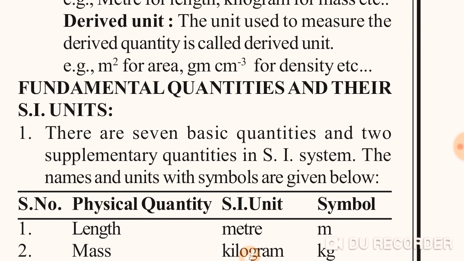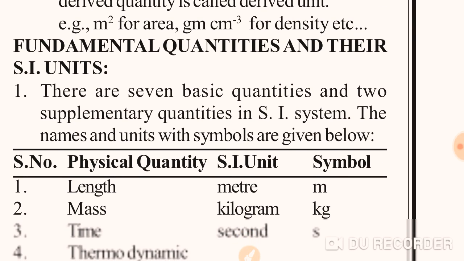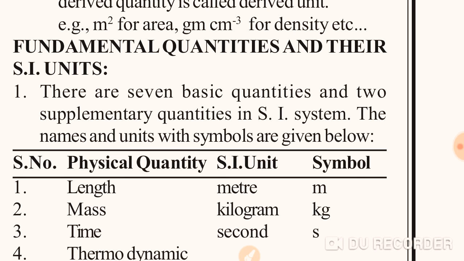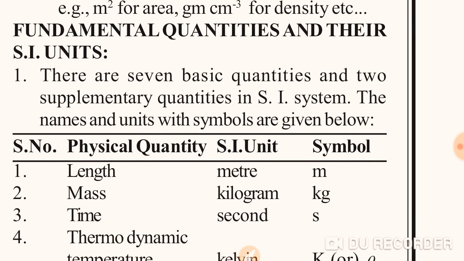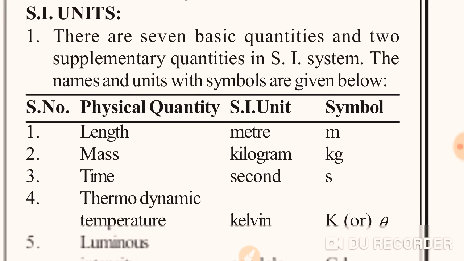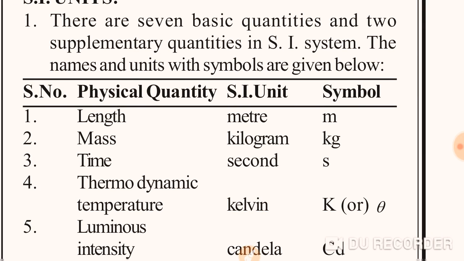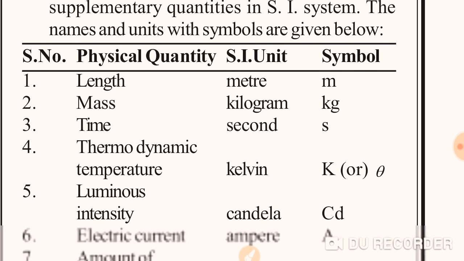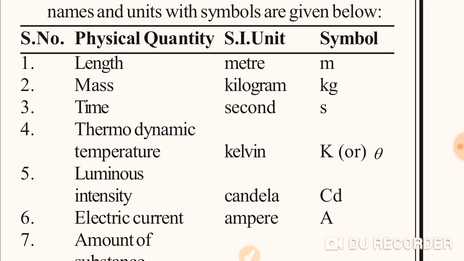Now the fundamental quantities and their SI units. In the SI system there are seven basic quantities and two supplementary quantities. The name of the unit and its symbol are given below: physical quantity, SI unit and symbol. This is very important for all competitive exams.